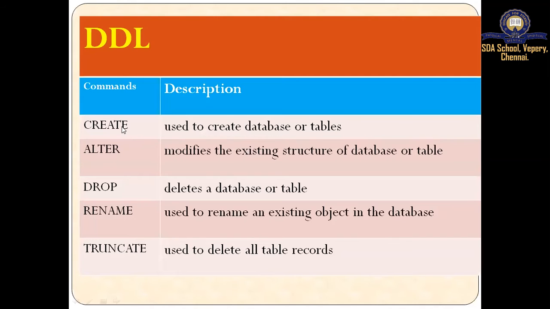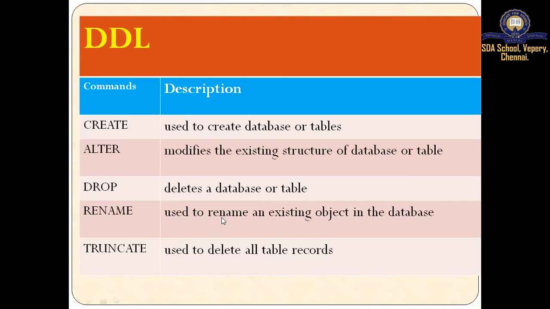What does create do? This command is used in DDL for creating new databases and new tables. Alter modifies the existing structure of a database or table. For example, you are creating a table that contains some columns. If you want to add an additional column, you are altering the structure by adding one more column. That is the purpose of the alter command in DDL. Drop deletes a database or a table. So we can delete an unwanted database or table.